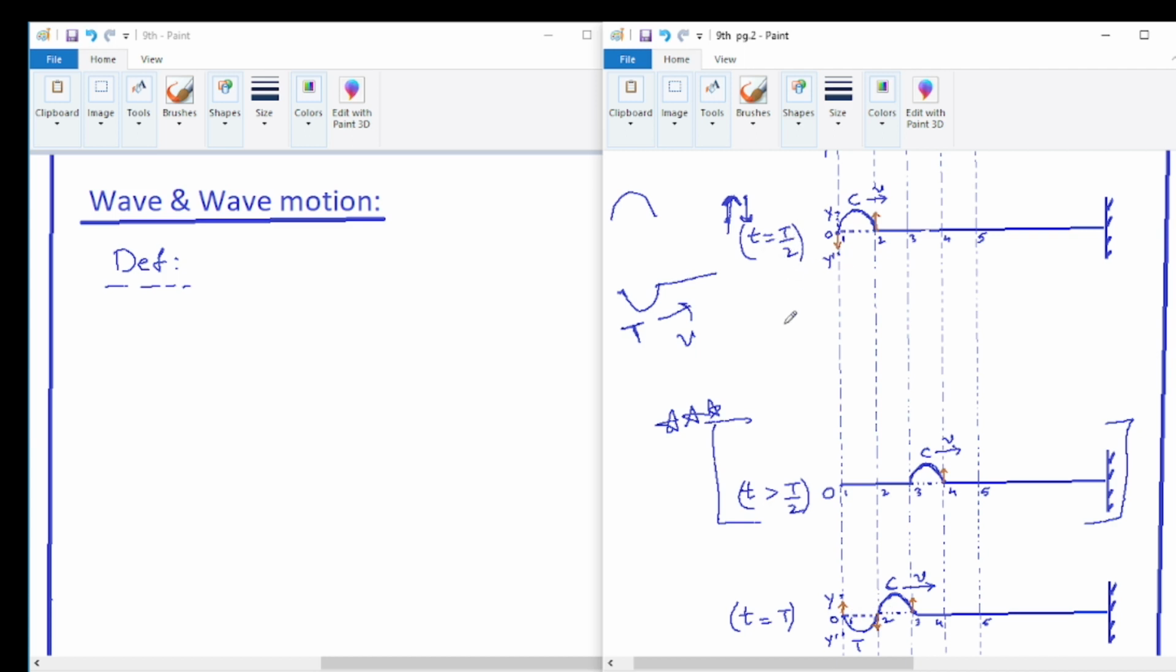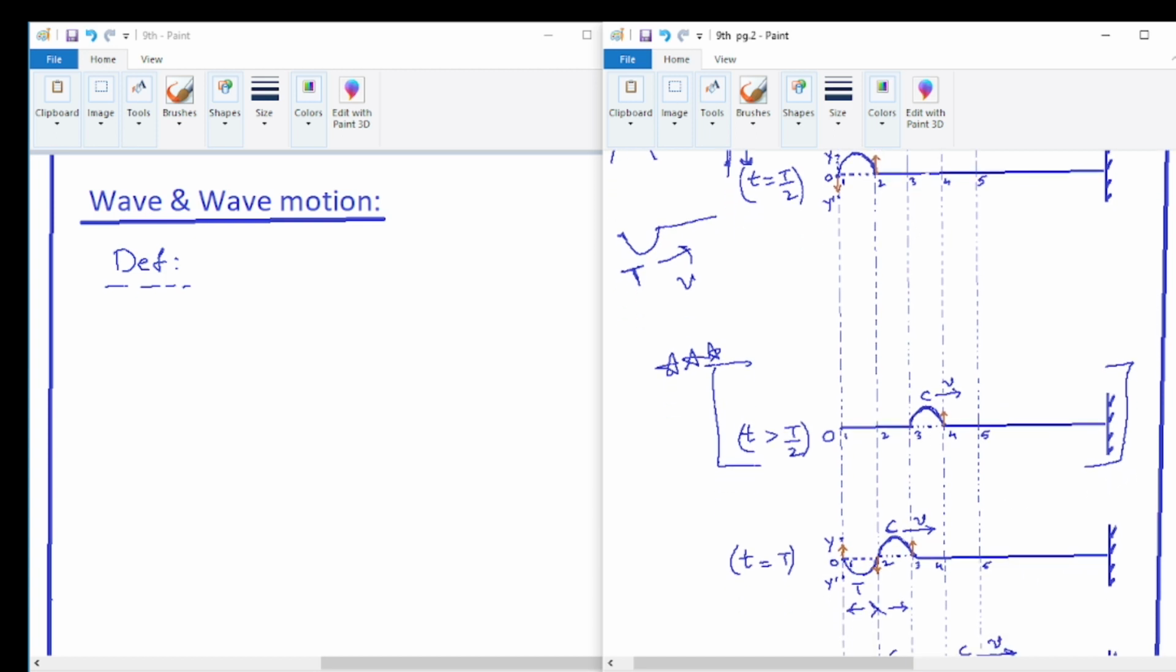So what will be the time now? T by 2 plus T by 2. What is T by 2 plus T by 2? It will be T. You can just add this and see. T by 2 is half time period, plus T by 2, it will be the full time period. Time taken will be T. So then a trough will be getting formed.